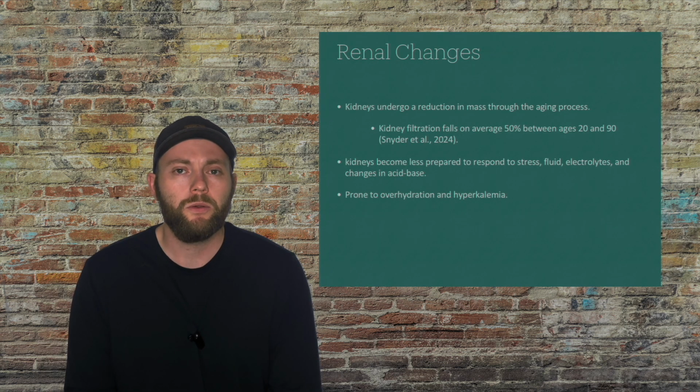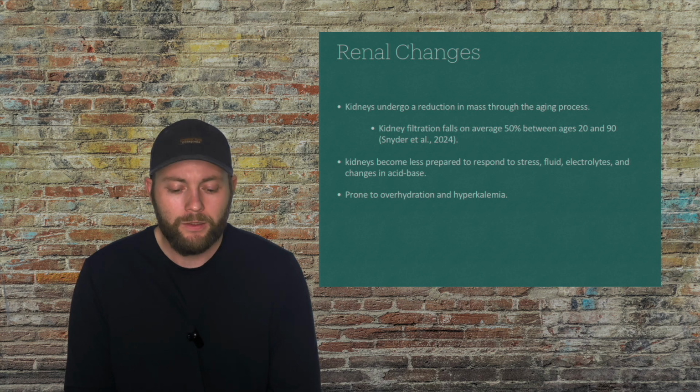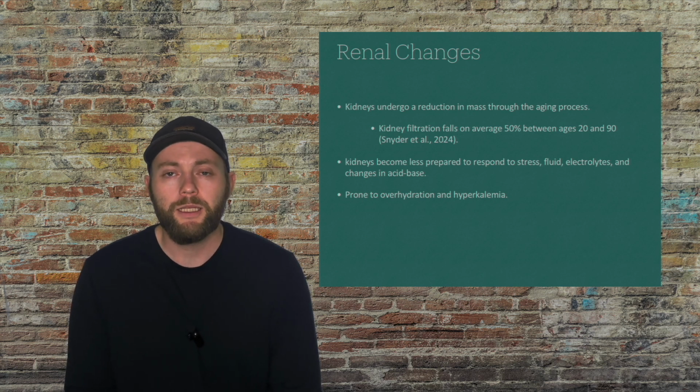The kidneys undergo a reduction in mass throughout the aging process. This leads to a decrease in the amount of filtrate that is produced as a result of a decreased filtration surface. This decreases on average about 50% from age 20 to age 90. The kidneys become less prepared to respond to stress, fluid changes, electrolytes, and acid base balance.